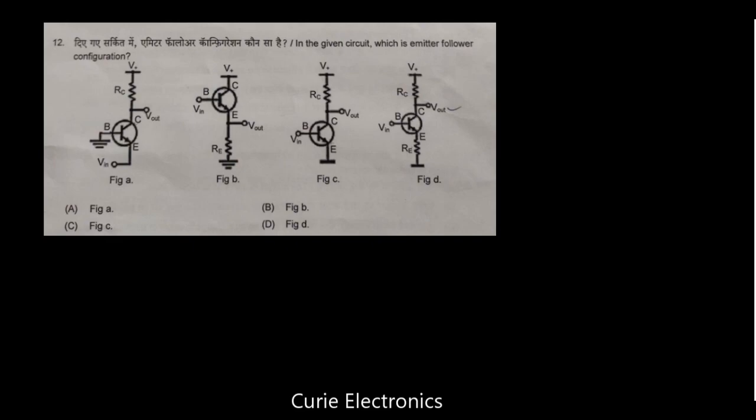In the given circuit, which is emitter follower? In emitter follower, what happens? We will take the output from the emitter terminal. So figure B is the right answer. That is this one. Because in emitter follower, we will take the output from the emitter. So here only, this place only we are having the emitter output. That is figure B. So that is the right answer.